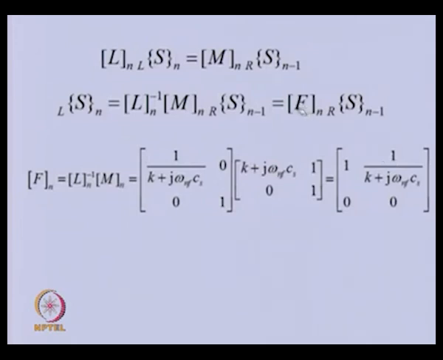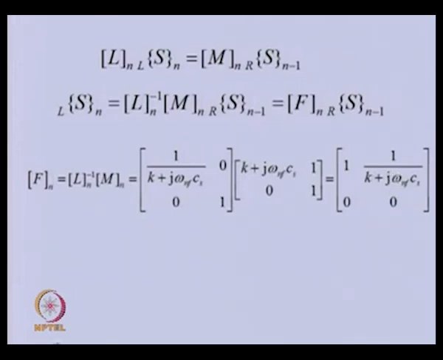You can see the field matrix is relating the state vector left of the nth disk and the state vector right of the n minus 1 disk. Now, it has a similar form, the only thing is that F is complex. If we neglect the damping, it has exactly the same form as we had in the case without damping.